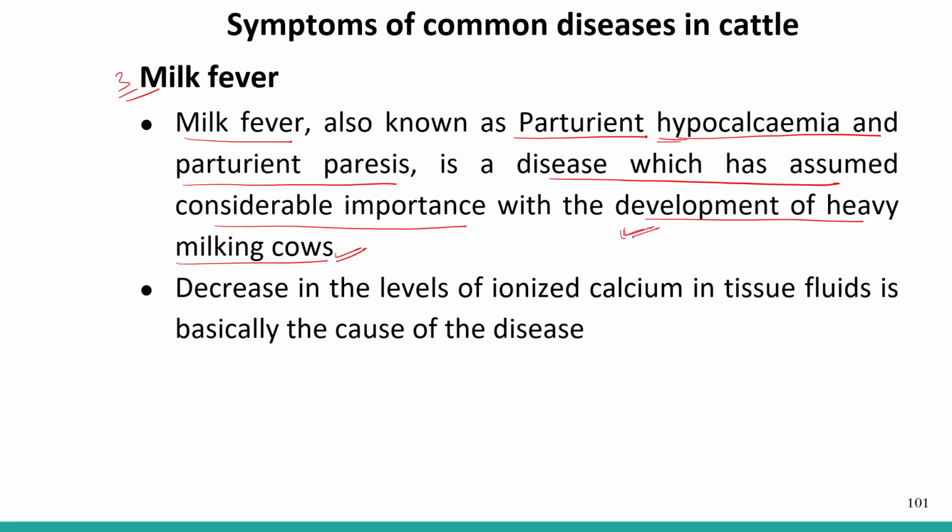So it is very important. Generally, this particular disease occurs in the heavy milking cow, the cow that gives us a lot of milk. A decrease in the level of ionized calcium in tissue fluid is basically the cause of the disease. So there is a reduction in the calcium in the tissue of cattle, right? So this causes milk fever.